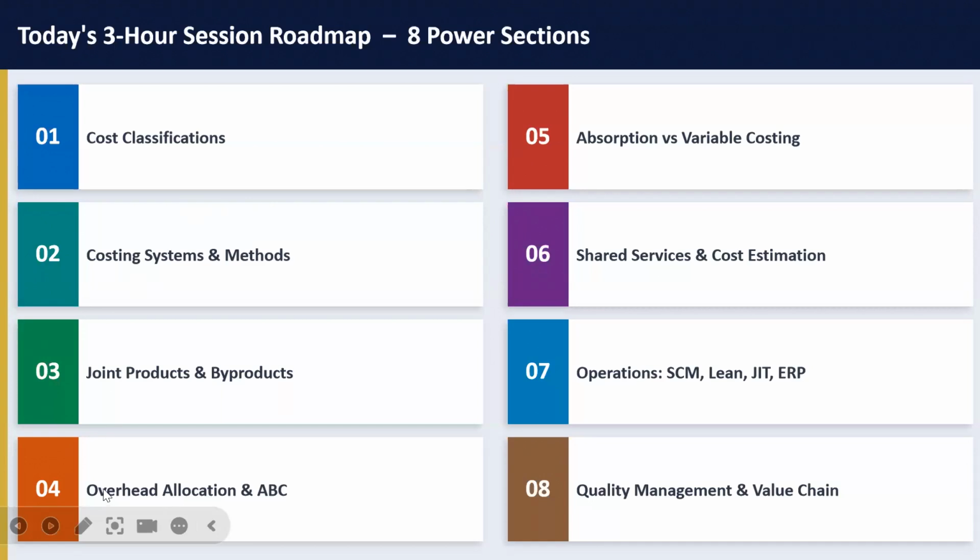So why differently for overhead allocation? Why not for direct material and direct labor? Why overhead is so distinct from both of them? And how do we allocate it? Then we also focus on ABC, activity-based costing. Later, we will have to study about absorption costing and variable costing. Then shared services. That is, what are the services we are offering for other fellow departments in the organization and how do we estimate their costs. Then comes operations. So here we study about the various operations that we do, including JIT, Lean, ERP, and SCM. So then comes quality management and value chain. Okay. So we'll start with the cost classifications.